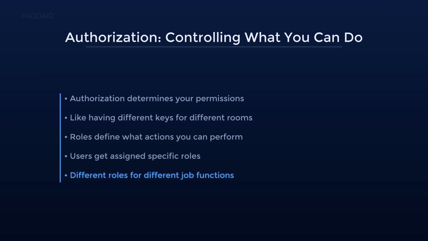Different roles for different job functions. This means each user gets permissions matching their job. For instance, an HR manager can view employee salaries, while a salesperson cannot. This ensures users access only what they need to perform their duties securely and efficiently. Proper role assignment keeps business operations safe and streamlined.